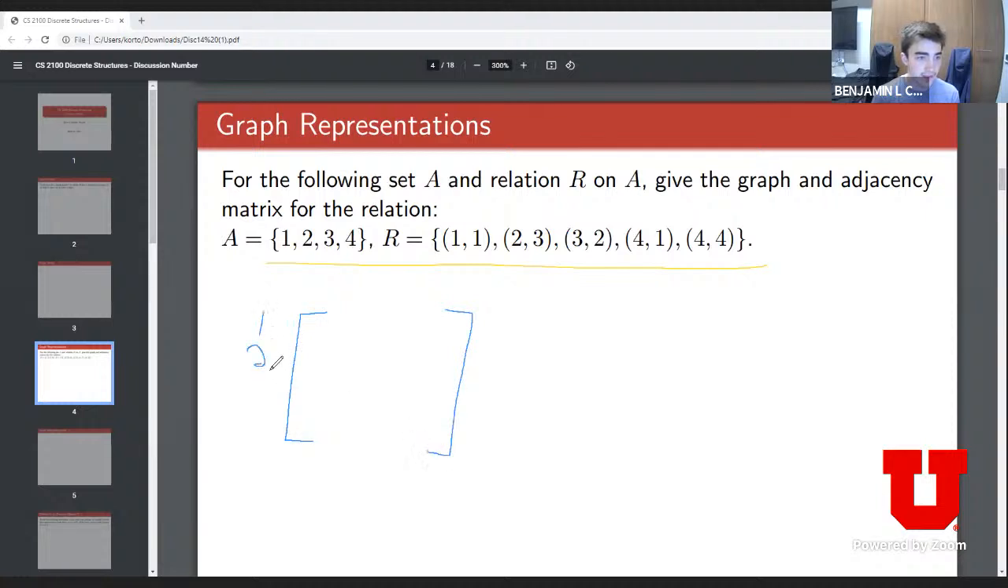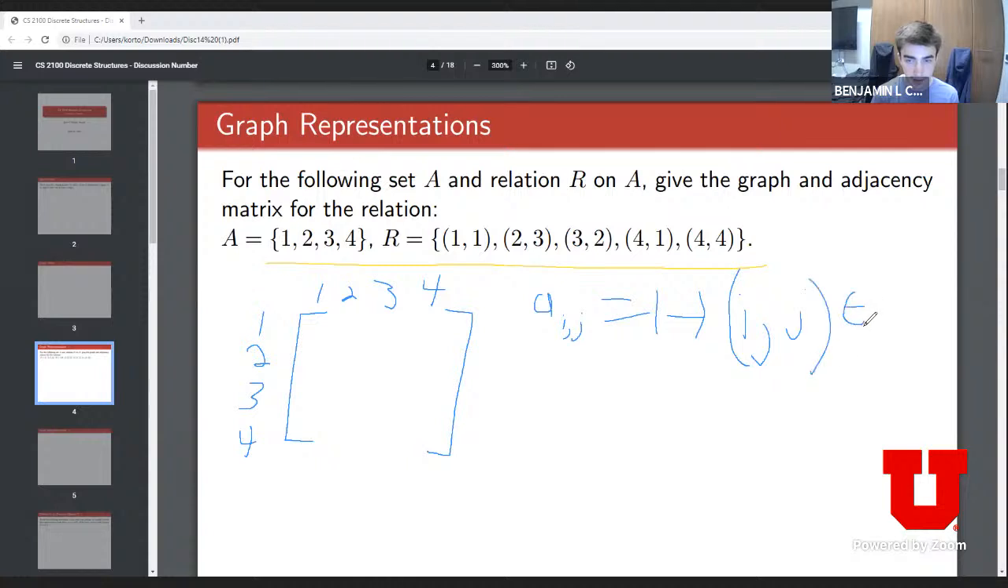So we have our adjacency matrix. We got vertices 1 to 4 on the side, and we got vertices 1 to 4 on the top. So position i, j on this matrix equals 1 if (i, j) is an element of our relation, right?